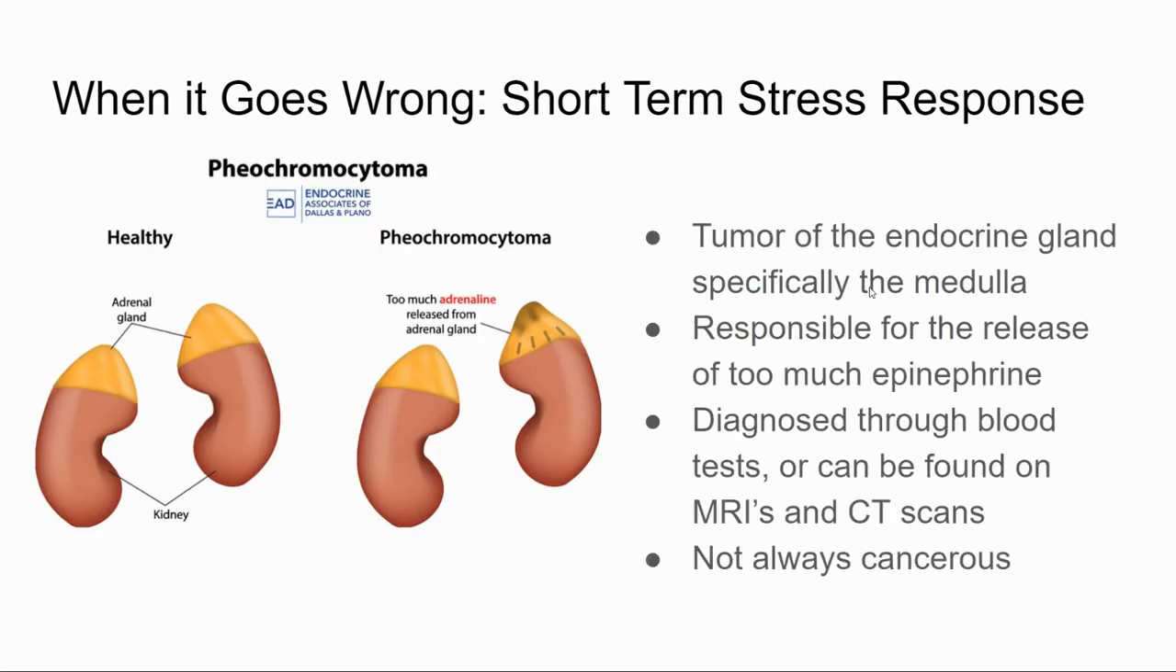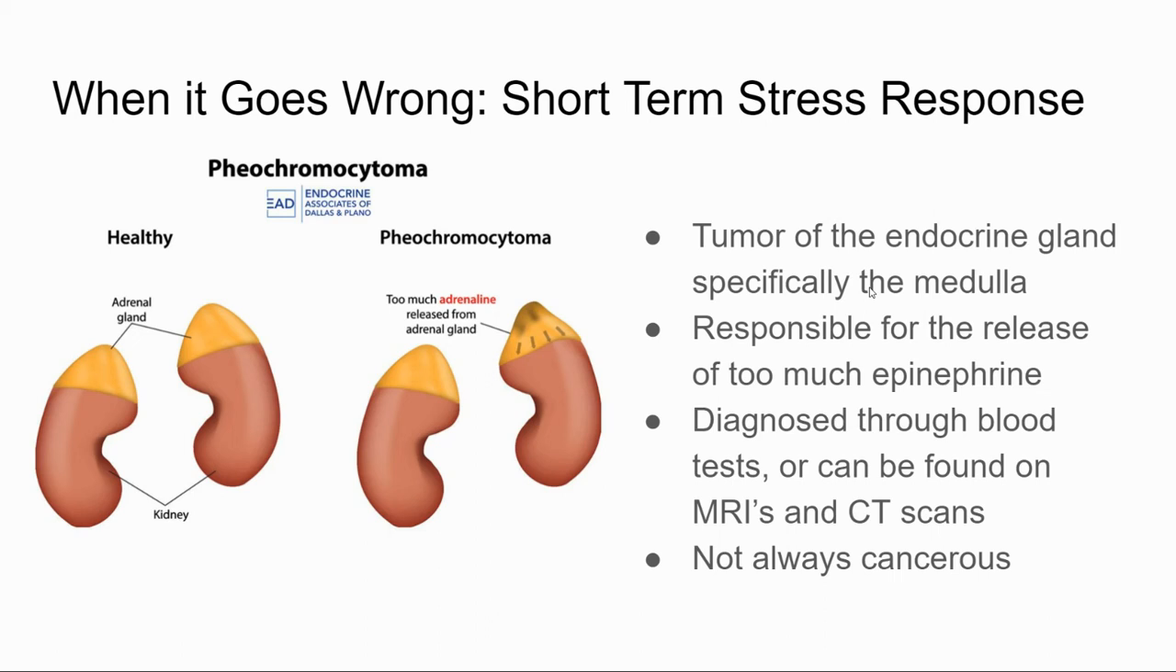So when it goes wrong in the short-term stress response, it usually means there's some sort of tumor on your endocrine gland, your medulla, and it is responsible for too much epinephrine. Now, I will not test you on any of this. This pheochromocytoma is just a little extra because we talk so much about cortisol. It's always nice to talk about the other one.